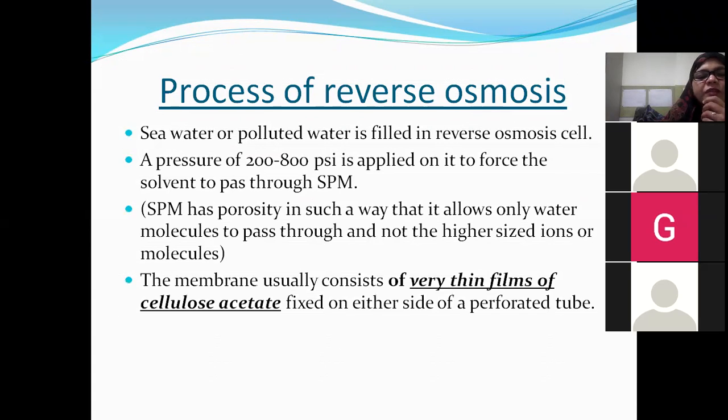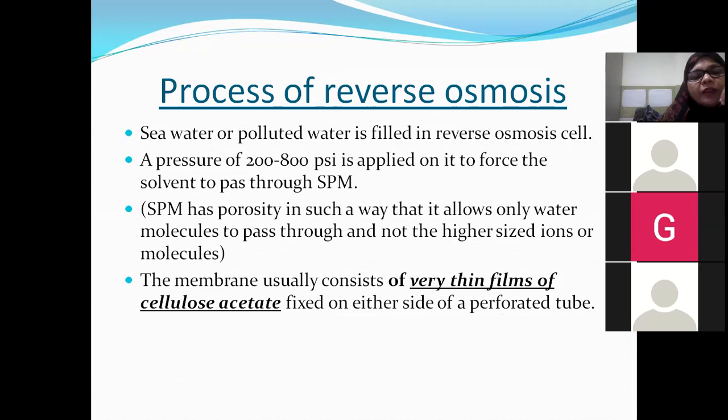Then these membranes are made up of what? Earlier, this membrane was usually consisting of very thin films of cellulose acetate. This cellulose acetate is a natural polymer. Okay, तो ये पहले use होता था fixed on either side of a perforated tube. तो एक common tube लेके दोनों side से उसमें वो एक कपड़ा जैसा रहता था, thin film, and that was supposed to be attached on that tube. Okay, so this was used earlier.